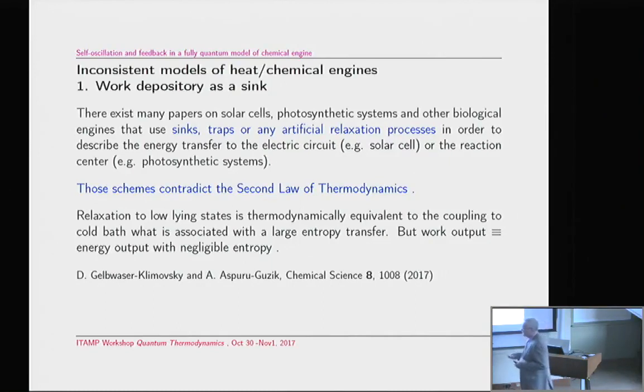But on the other hand, work is energy without entropy, essentially. So this is the difference between work and heat. For work, we have an amount of energy with almost zero entropy. And this is nicely described in the paper of David and Alan, which is quoted here. There are also numerical examples for this.